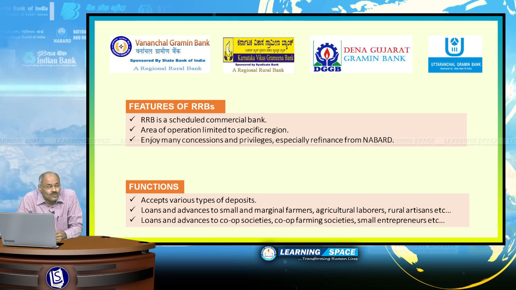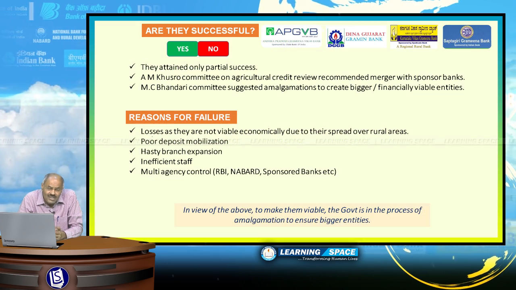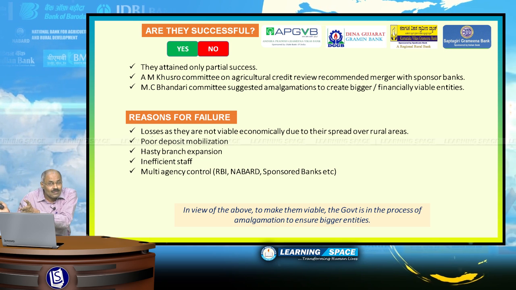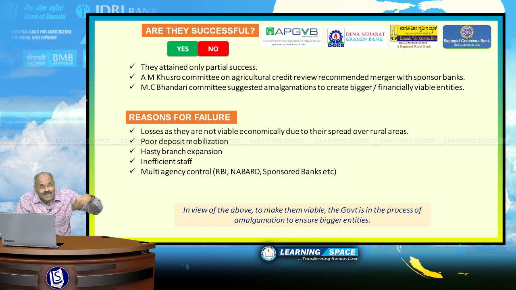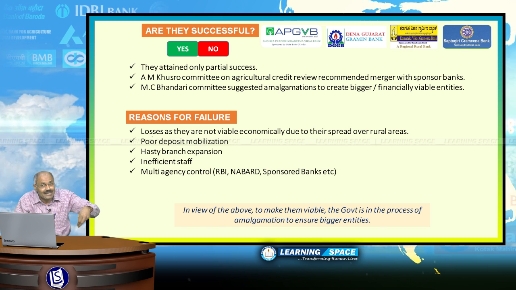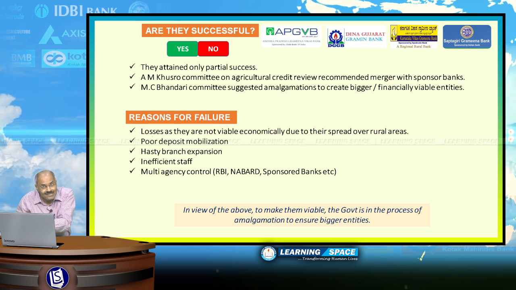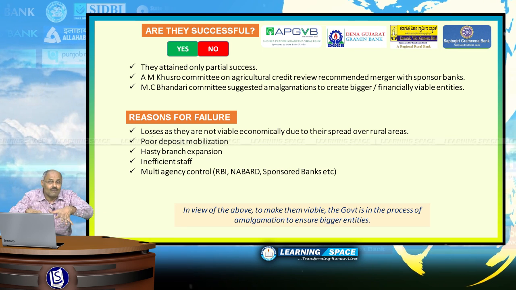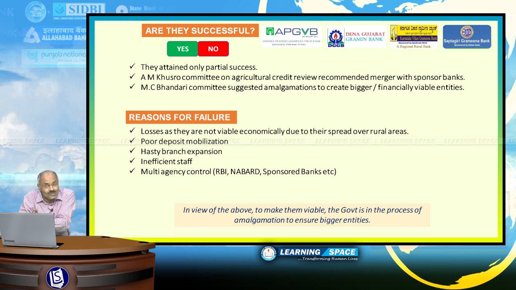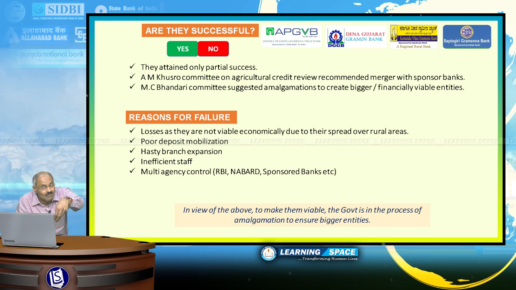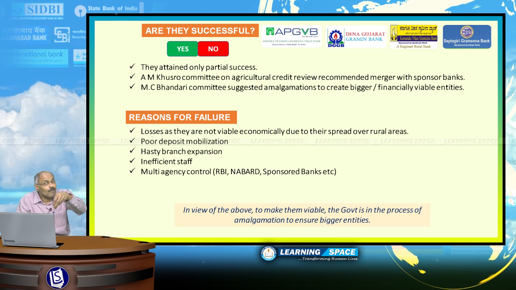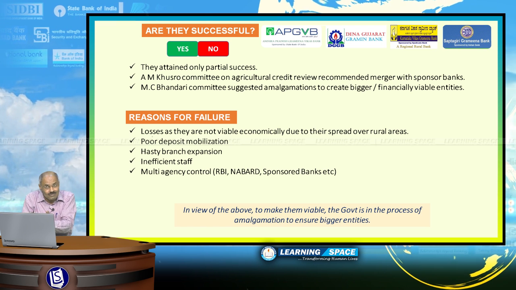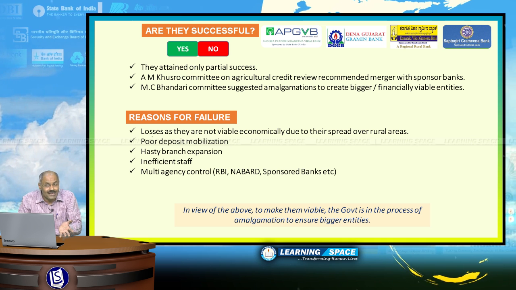And if you ask a question whether they are successful or not, initially the number of rural banks was high and they were into losses. Subsequently, the A.M. Khusro Committee on Agricultural Credit Review recommended merger with the sponsor banks. The A.M. Khusro Committee recommended to merge all these rural banks with their sponsor banks, but subsequently the M.C. Bhandari Committee suggested amalgamation of smaller rural banks into bigger rural banks. Now, following the M.C. Bhandari Committee recommendations, the government is in the process of amalgamating rural banks. Now, around 56 rural banks are there in the country.